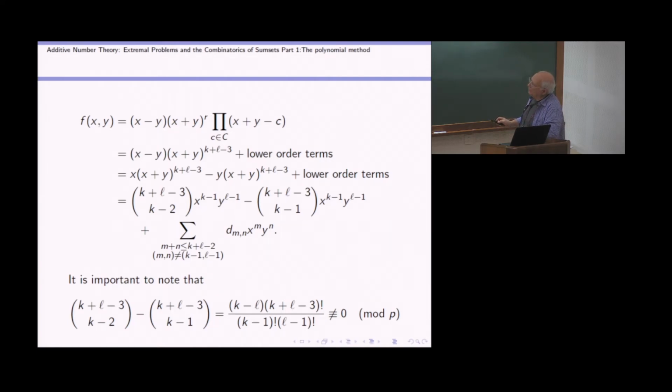X to the m, y to the n. The only condition is that (m, n) is not (K minus 1, L minus 1). And the important note is, if you look at the difference of these two binomial coefficients, it's this. And here's the only point where we needed the fact that A and B had different sizes, that K was different from L. So this binomial coefficient is not 0 mod p. Right?